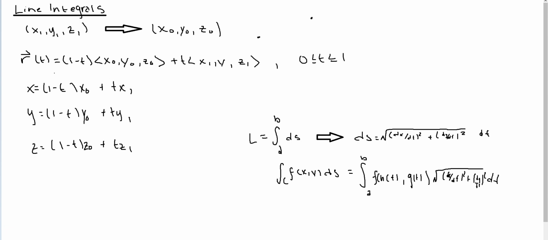And essentially what this does for us is gives us the vector function, which is equal to 1 minus t times our initial position plus t times the new position. And that'll give us our equation of a line in three-dimensional space. Or we can say that x is equal to 1 minus t times x0 plus t x1, y is equal to 1 minus t y0 plus t y1, and z is equal to 1 minus t z0 plus t z1.